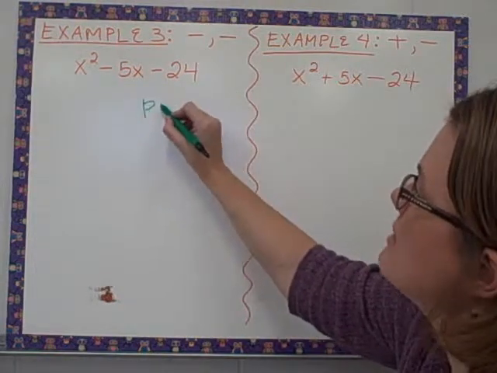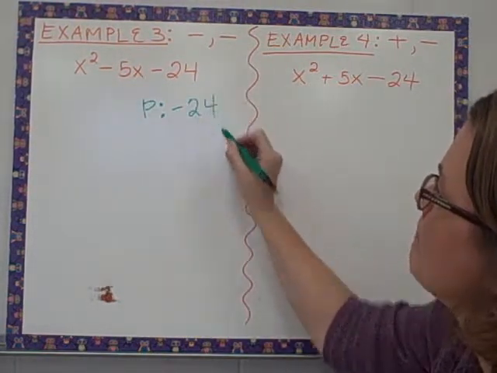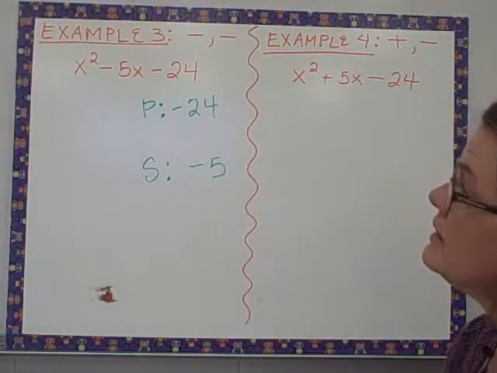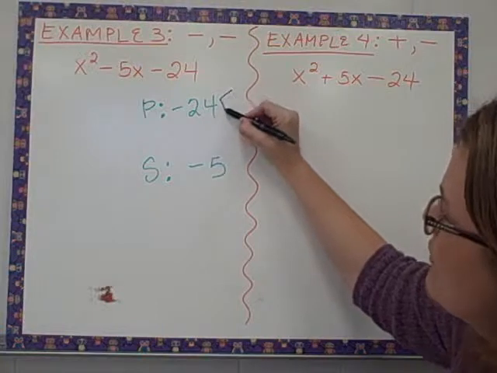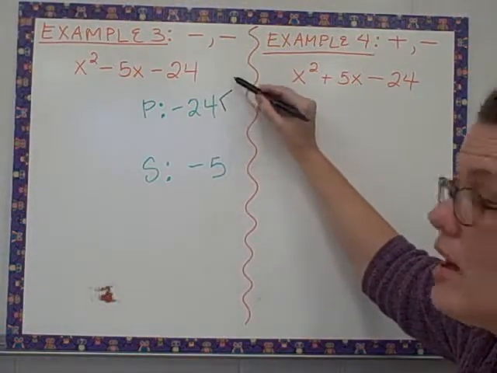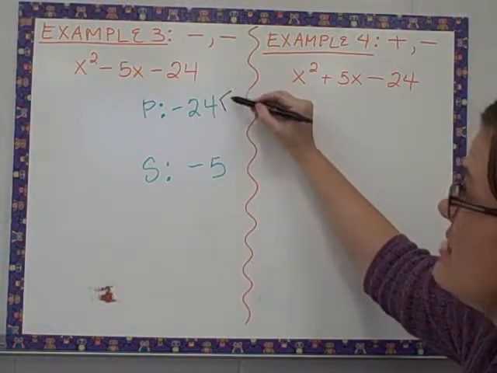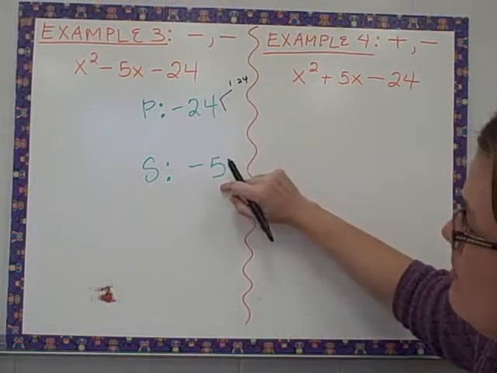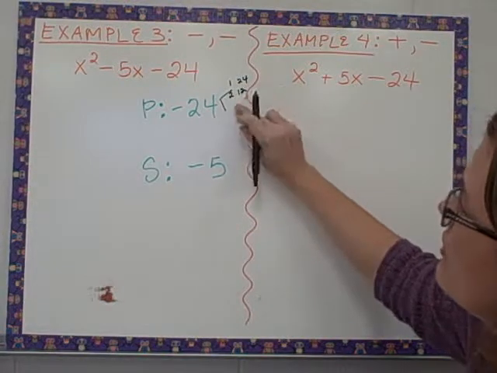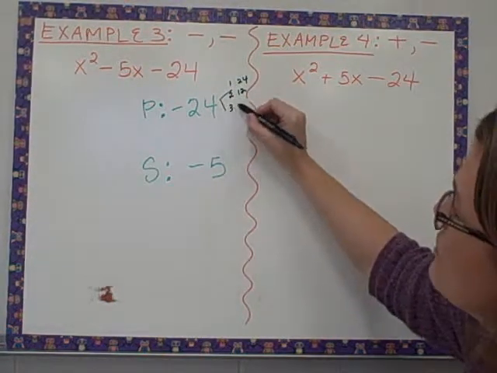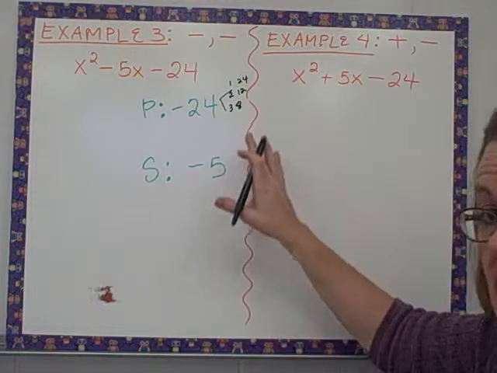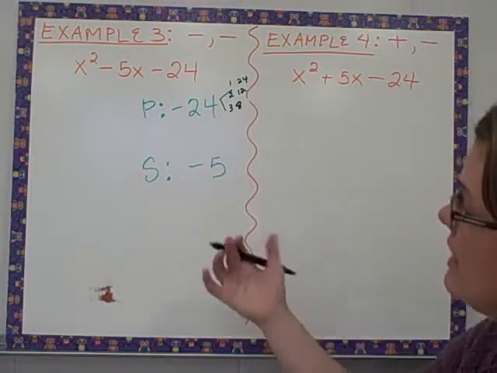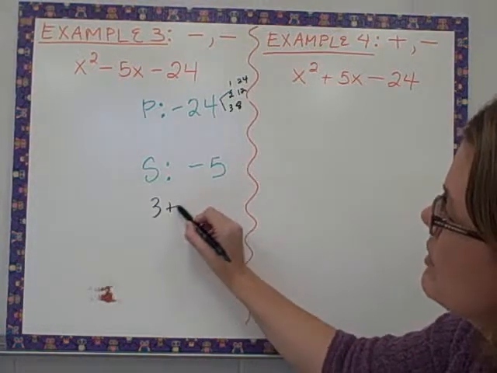Once again, product, negative 24. Sum, negative 5. So, to get a negative 24, I have to have a positive and a negative number, because a positive times a negative is going to give me a negative. If I do 1 and 24, that will not give me 5. If I do 2 and 12, that will not give me 5. If I do 3 and 8, can you see that a 3 and an 8 could be combined to get a negative 5? So, in the past example, we did 3 plus 8.